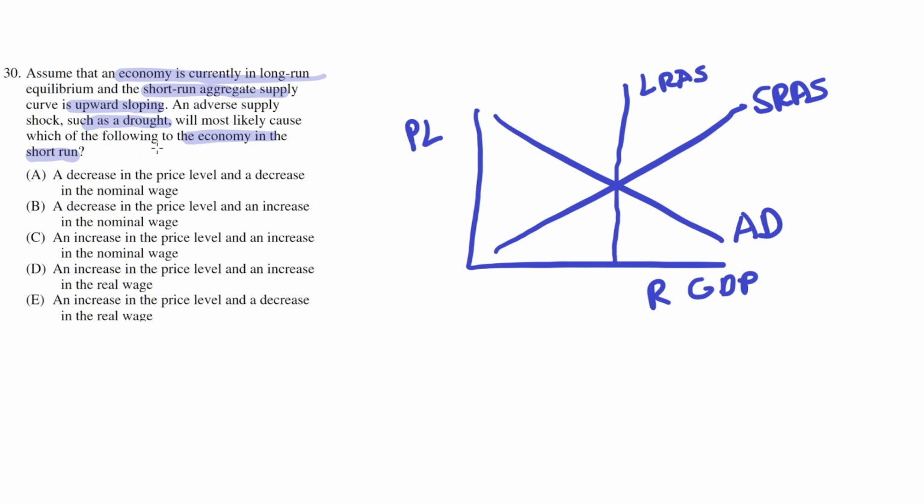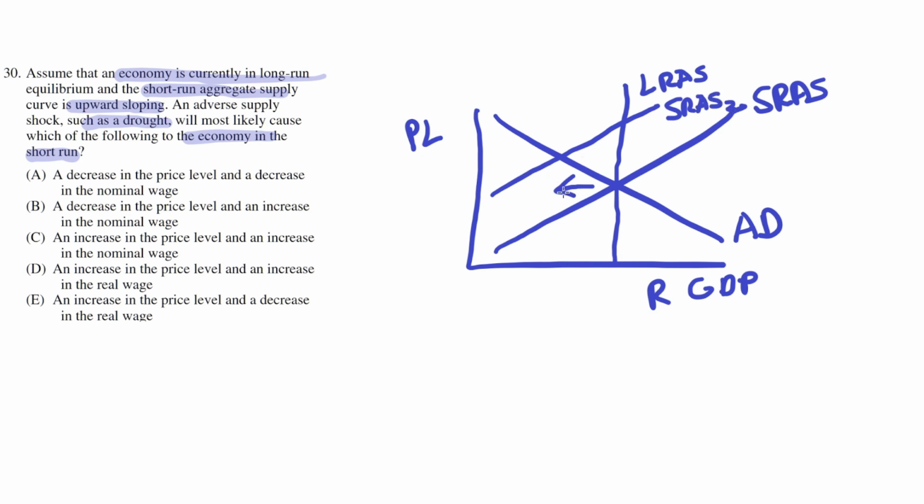So we're told that there's an adverse supply shock, and we highlighted earlier that this means that the short-run aggregate supply curve is to the left. So this can be represented by a shift to the left of the short-run aggregate supply curve, or the SRAS2 curve.